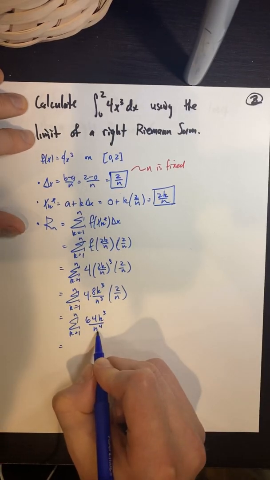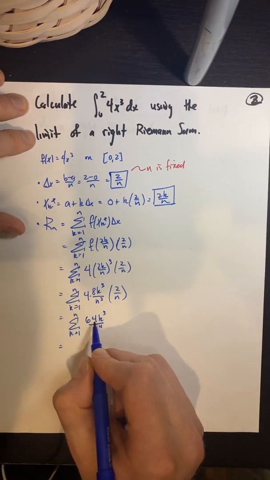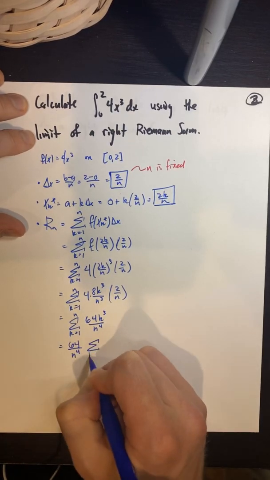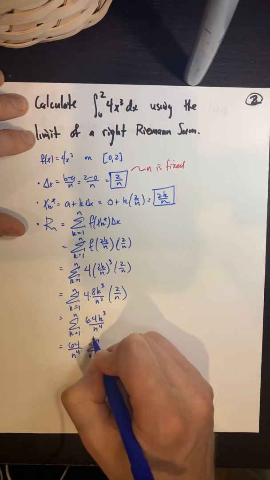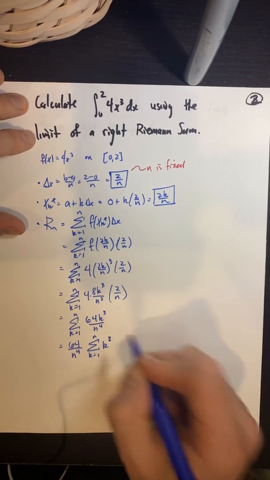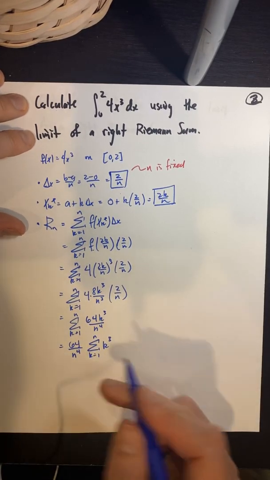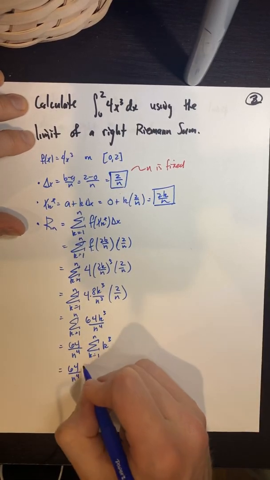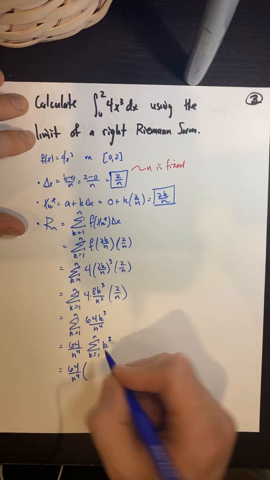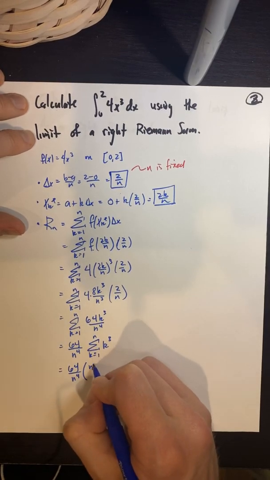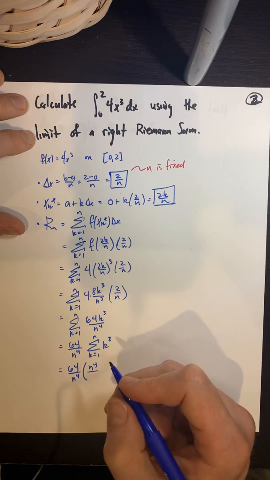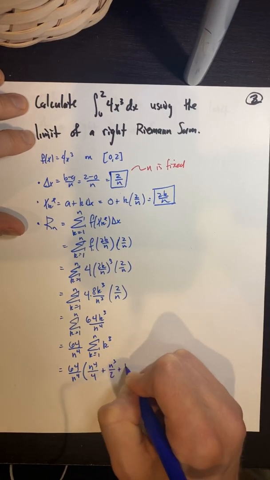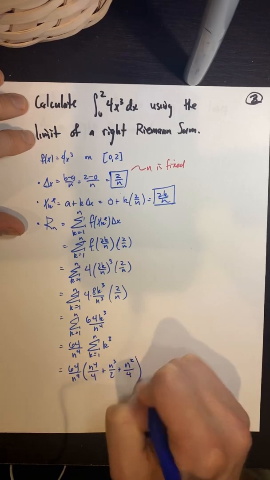Now, since n is a fixed number, it's a constant, it doesn't depend on k, and 64 doesn't depend on k, I can factor both of them out. So now we have just the sum from k equals 1 to n of k cubed. And here's where we can use the identity. The sum from k equals 1 to n of k cubed has an identity: it's n to the 4th over 4 plus n cubed over 2 plus n squared over 4.